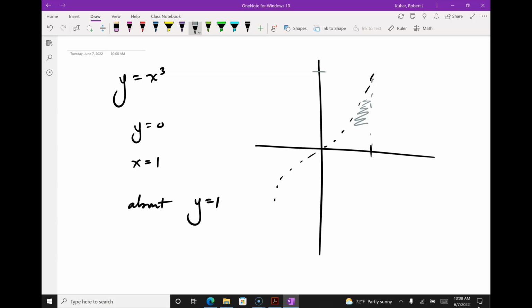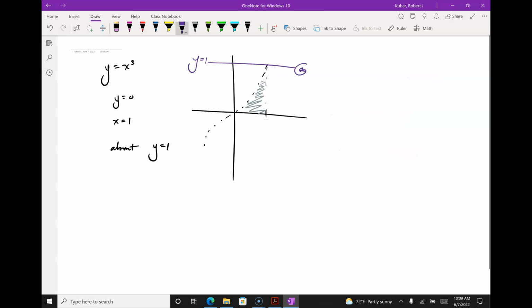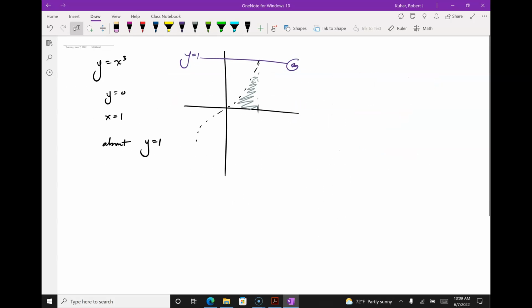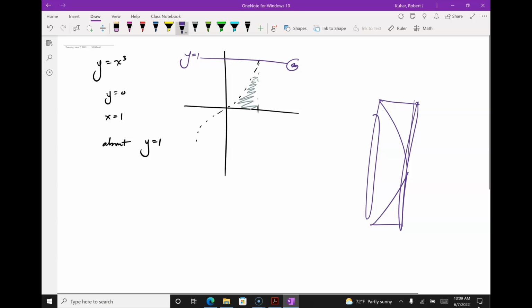So we're doing this region, but about this line. So we got the picture, right? Y equals 1 is my rotation. So I'm rotating this thing around. Pretty easy to see what it's going to be, right? Because I'm going to ghost it here, right? And so, pretty simple cat dish, dog dish, whatever.